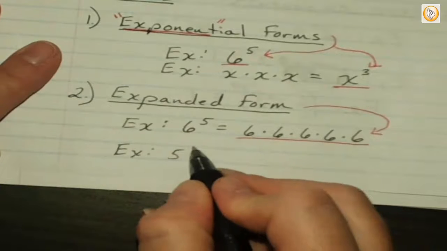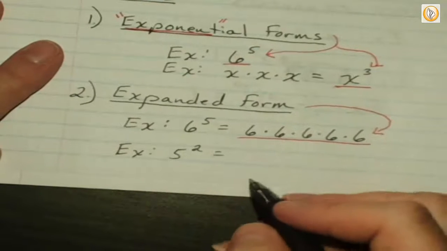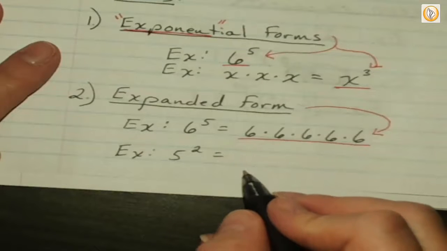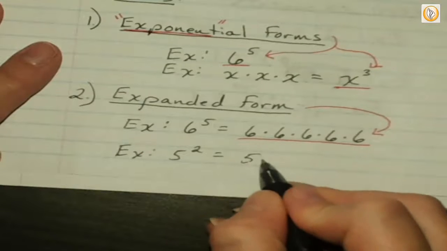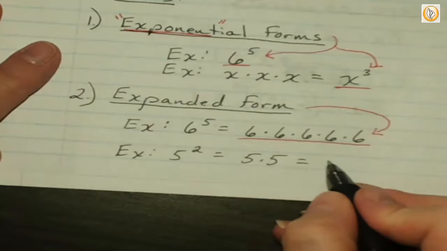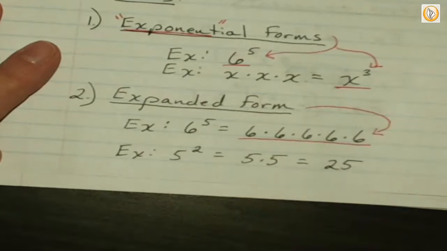How about 5 squared? What's the expanded form, Tanner? 5 times 5. Okay, and then what's that answer, Tanner? 25. Perfecto.